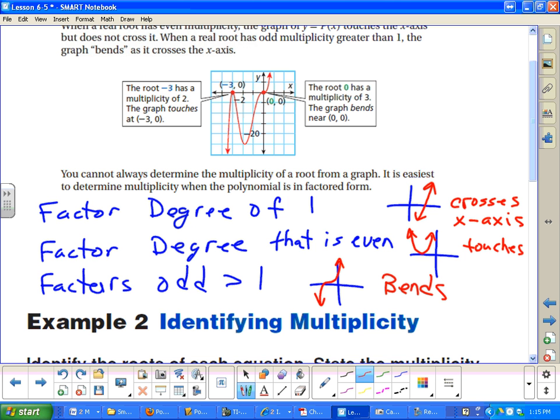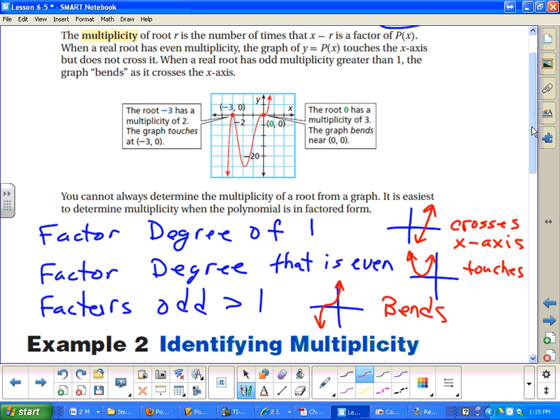So let's look at this one here. In this graph, they have a root of -3, and look what the graph does. It touches the x-axis at -3. So that means that at -3, it has a multiplicity that's going to be even, because it touches it. Over here at 0, it bends there. So we know that the degree there is going to be odd, but greater than 1.